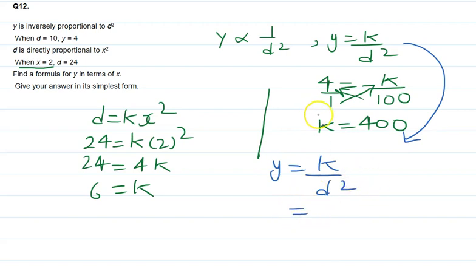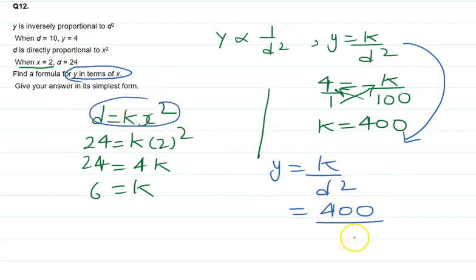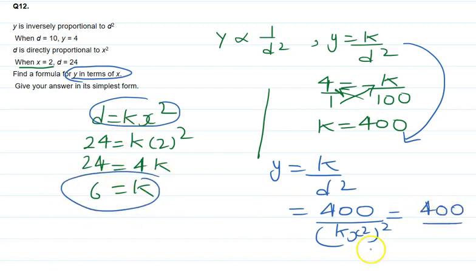Now from here, y equals k over d square. So we put k is 400 here, because you need to find y in terms of x. And d is kx square, so let's put d as kx square here, d is kx square and whole square. So this is 400. For this equation we got k is 6, so let's write down 6 x square whole square.